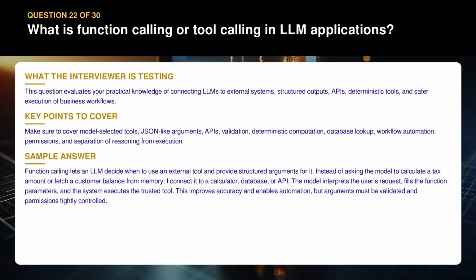Function calling lets an LLM decide when to use an external tool and provide structured arguments for it. Instead of asking the model to calculate a tax amount or fetch a customer balance from memory, I connect it to a calculator, database, or API. The model interprets the user's request, fills the function parameters, and the system executes the trusted tool. This improves accuracy and enables automation, but arguments must be validated and permissions tightly controlled.